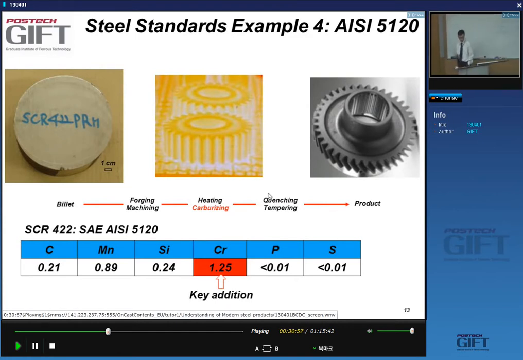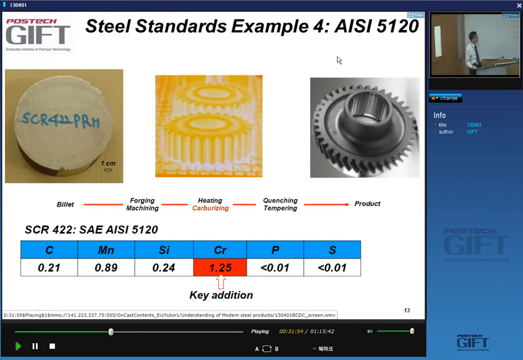Another example, we're looking at an engineering steel, AISI, and we're using American grade specification. In the US, many engineering steels are AISI, or SAE. So this stands for American Iron and Steel Institute and Society of Automotive Engineers. Yes, these are two engineering societies that have developed grades, specifications, and standards for steels.